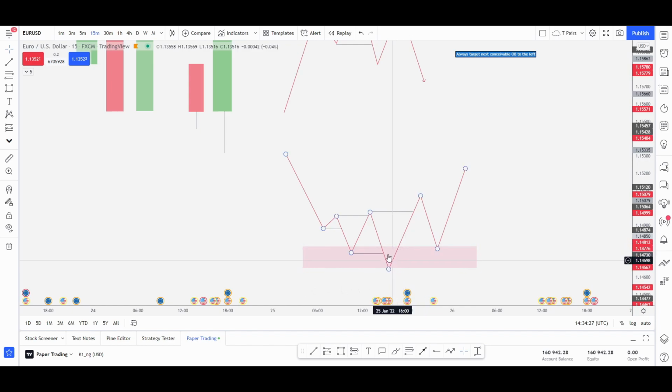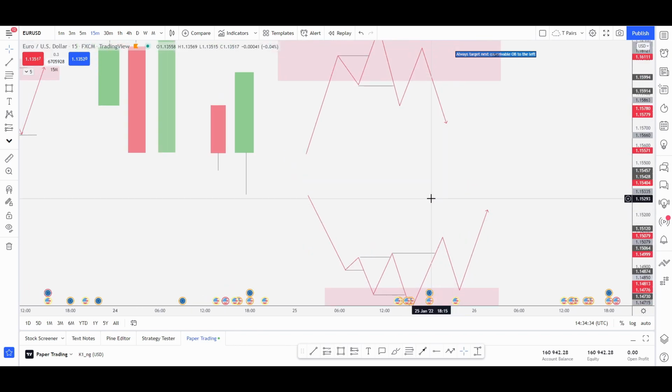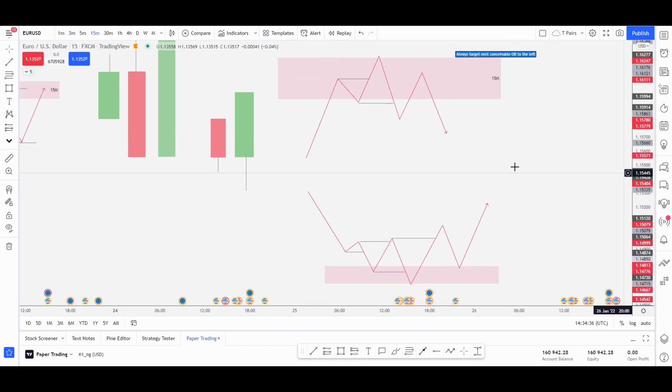So you could be looking for an order block, something which had formed along here to create a bit of a spring, and then off you go. So really, really simple.